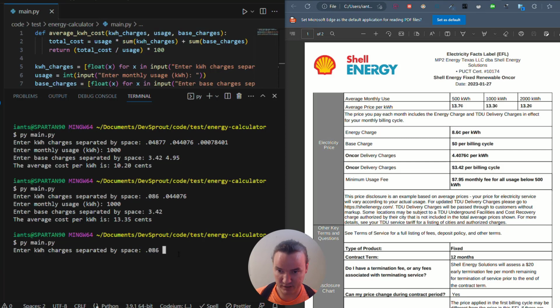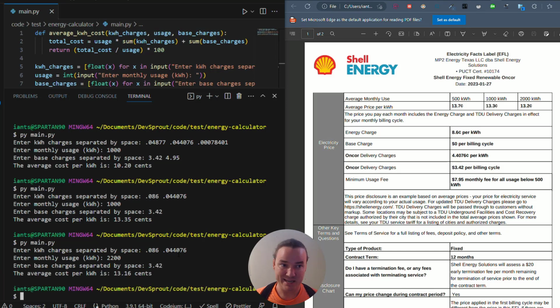So we can say 0.086, 0.044076. This next one is the important one. This is where it changes. So in this case, you're using like 2,200. And then the next thing is going to be the same. It's that 3.42 base charge. And so it's saying 13.16. Rounded up is 13.2. So you can see that anything over 2,000 kilowatt hours is about 13.2 cents.